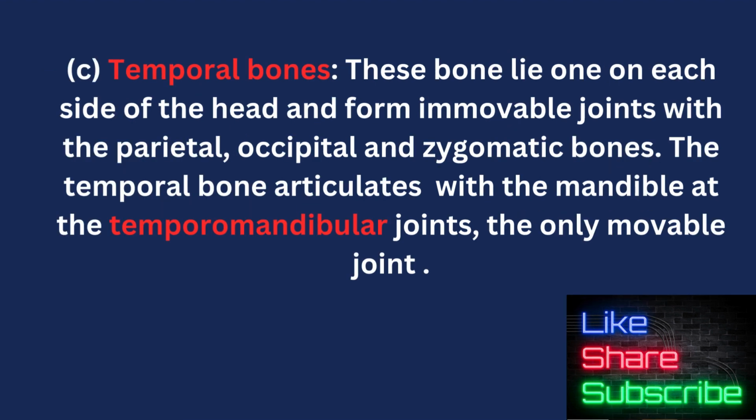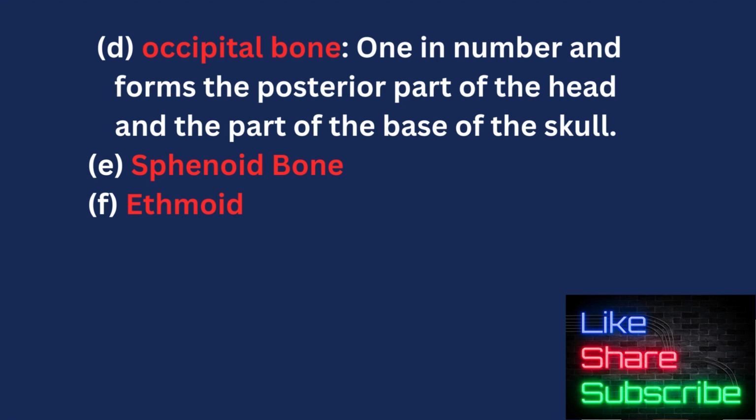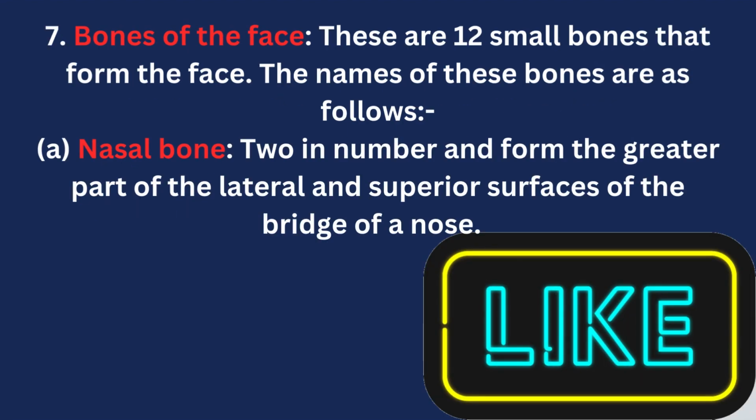C. Temporal bones. These bones lie 1 on each side of the head and form immovable joints with the parietal, occipital, and zygomatic bones. The temporal bone articulates with the mandible at the temporomandibular joint, the only movable joint. D. Occipital bone. 1 in number and forms the posterior part of the head and part of the base of the skull. E. Sphenoid bone. F. Ethmoid.